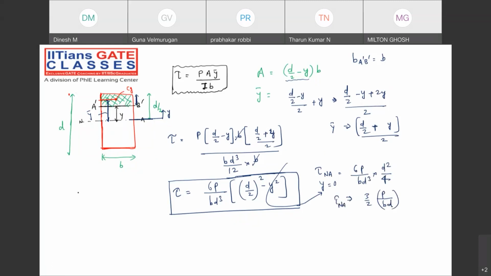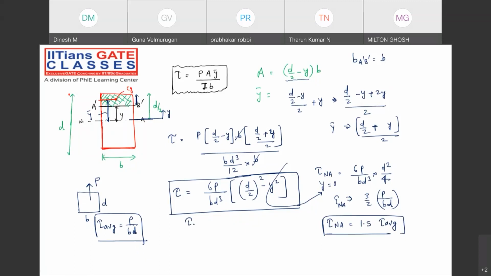You know that whenever we apply any force parallel to the cross section, we can calculate average shear stress as P by BD. Am I right? That means tau at the neutral axis will be 1.5 times of tau average.